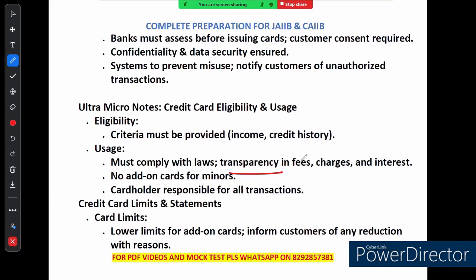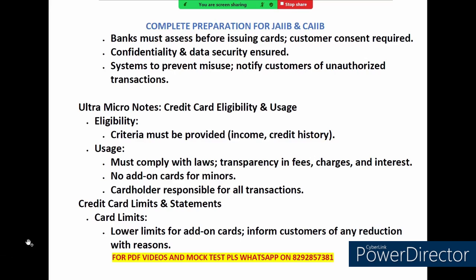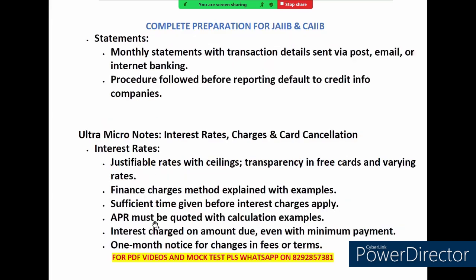Remember, no ads on cards for minors, and the main credit card holder is responsible for all transactions. Credit cards have limits, and if you get an add-on card, it will have a lower limit. If the bank lowers your card limit, they must inform you with a reason. And for a statement, you will receive a monthly statement showing all your transactions, either by post, email or online. Before reporting a default to a credit information company, the bank must follow proper procedure.